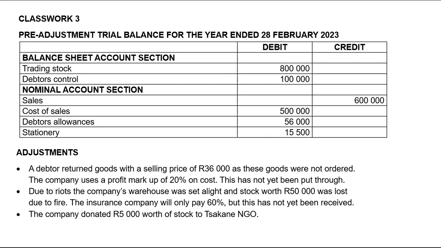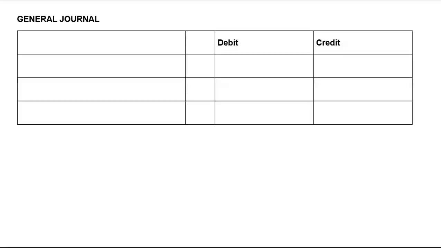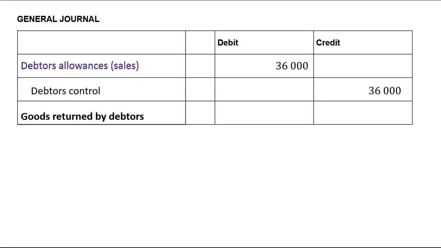And the reason why we debit debtors allowances is because debtors allowances is a reduction of sales. Therefore, it increases on the debit side. And we are going to credit debtors control because that is our asset. It means this debtor that has returned the goods will be owing us less. Based on that, I will start with a journal where everything starts, which is my general journal. I will debit debtors allowances, which is just a reduction of sales, and I'll credit debtors control. And I'll explain why I am doing this.